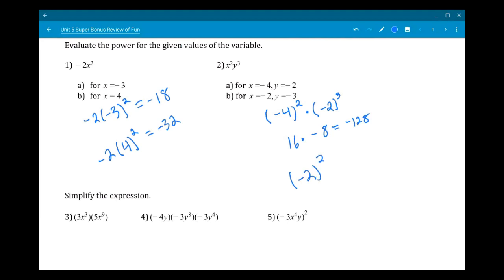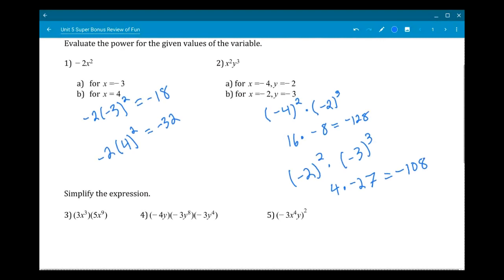And for B, same exact thing. -2 squared times -3 cubed. You are going to get 4 times -27. And that is -80 and 28. So that looks like a -108 to me. So there's our first two.